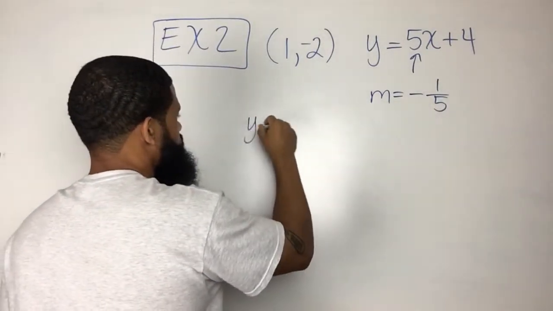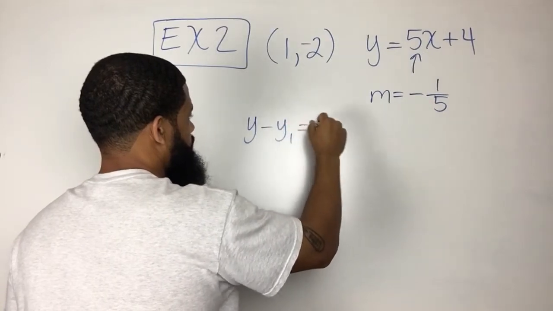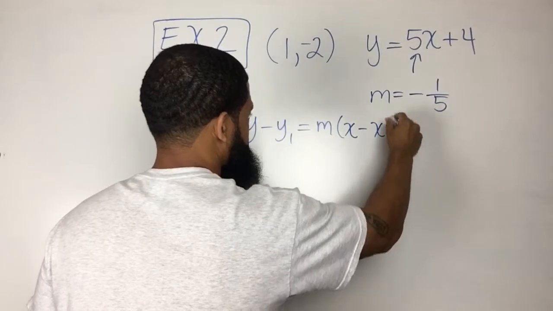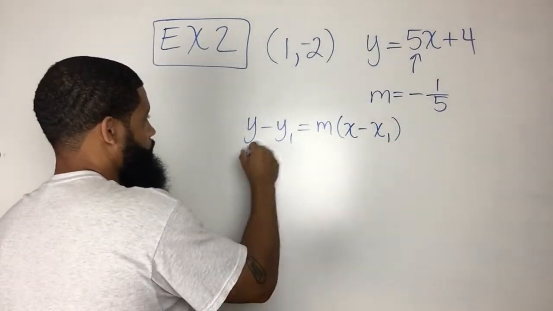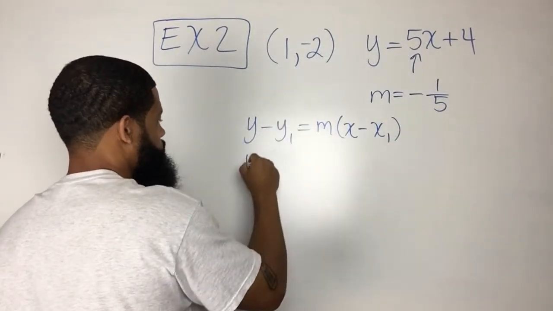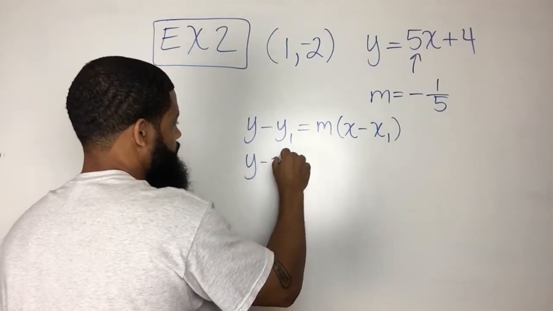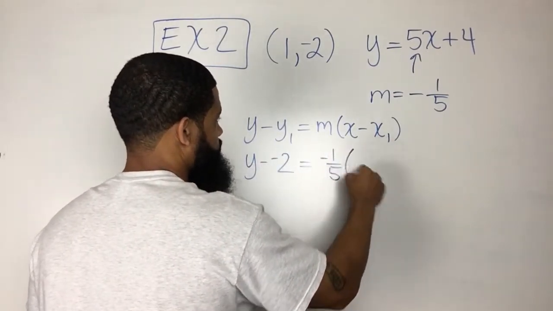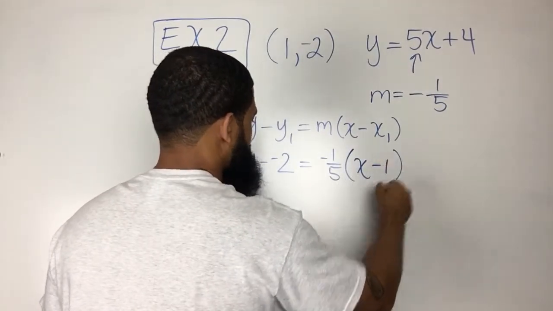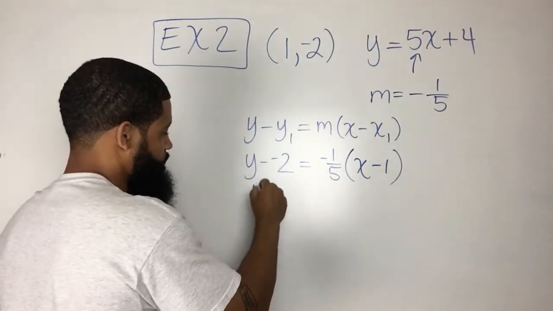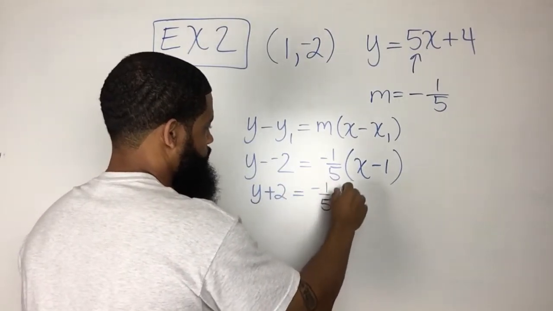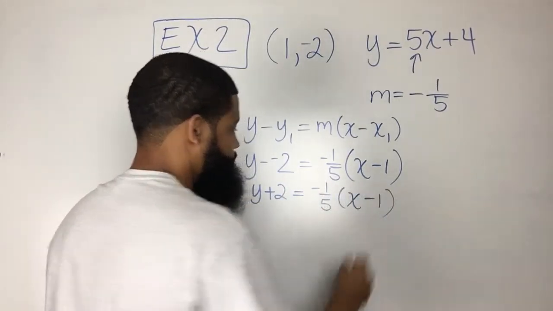Same thing. We're going to use y minus y1 equals m times x minus x1. Now, y1 is going to be my y coordinate. Remember, y minus negative 2 equals negative 1/5 times x minus 1. Whenever we subtract a negative, that's the same thing as adding. So y plus 2 equals negative 1/5 times x minus 1.